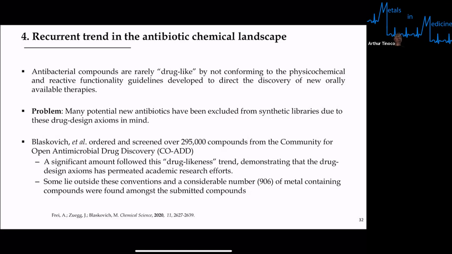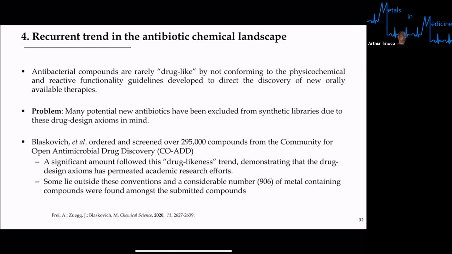So in a medicinal chemistry course, I'm not sure if any of you have taken medicinal chemistry here, you will learn about what will be properties of small molecules that would lend themselves to be something drug-like and potentially orally available. So there are certain features about their mass, their lipophilicity, and other features like that that are going to be important. So it turns out that some promising antibacterial compounds don't really fall in line with some of this bias. By not conforming to the physical, chemical, and reactive functionality guidelines developed to direct the discovery of new orally available therapies, many potential new antibiotics have been excluded from synthetic libraries because of not falling in line with what would be considered drug-like due to these drug design axioms in mind.